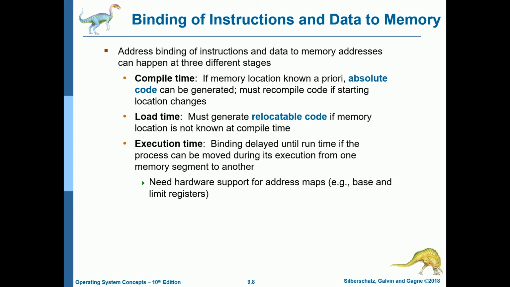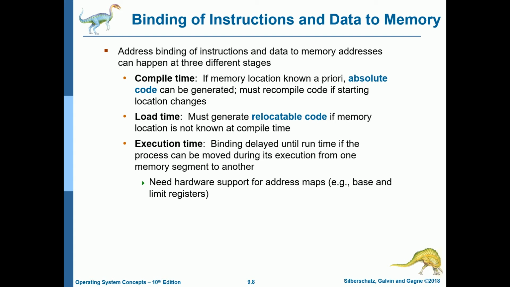For instance, compile time. If you know at compile time where the process will reside in memory, then absolute code can be generated. For example, if you know that the user process will be residing starting at location, let's say, R, then the generated compiler code will start at that location and extend from there. If at some later time the starting location changes, then it will be necessary to recompile this code.